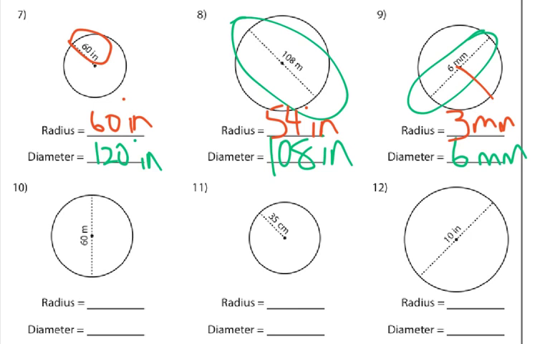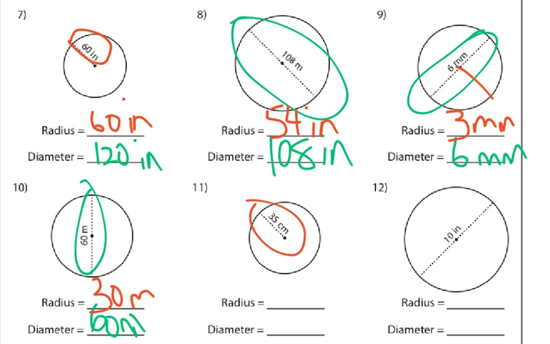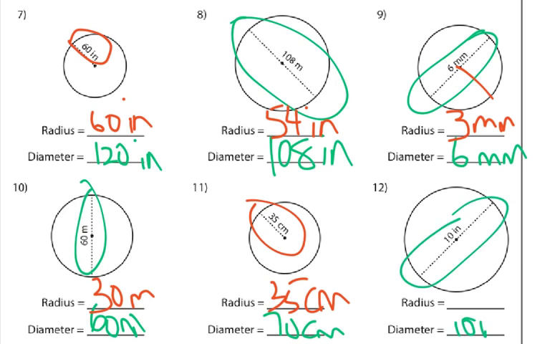Alright, number 10, they give you the diameter, so 60, and half of that would be 30. And in number 11, they give you the radius, and the diameter would be 70. And in number 12, they give you the diameter, and the radius is 5.